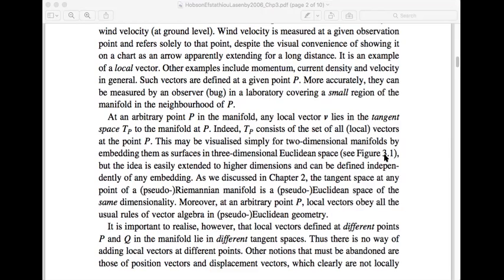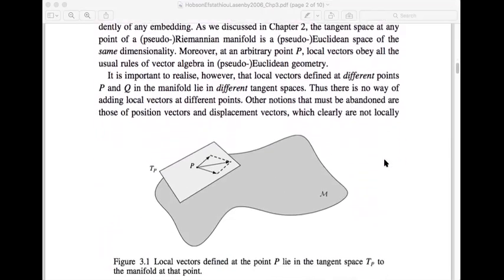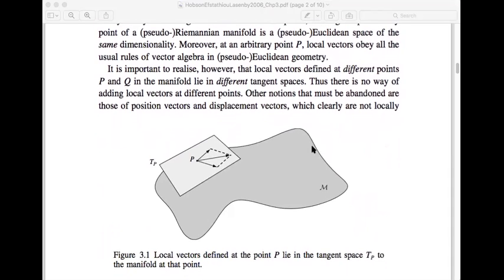Let's look at figure 3.1. So here's his figure 3.1. Here's some manifold, which is a surface in the two-dimensional case. And so we label the manifold with the letter M. And we're considering some point. Here's a point P that exists in the manifold. The manifold is a whole collection of points, right? So we choose one of those points, P, and then we visualize a space that's tangent to this manifold at that point.